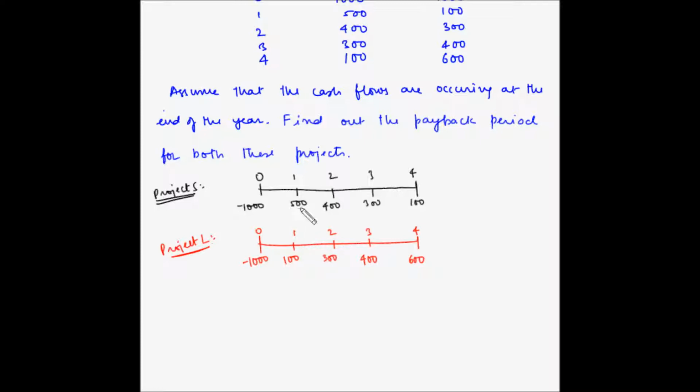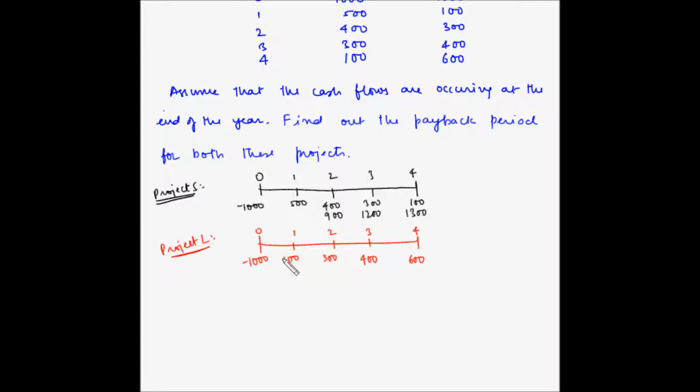Now, as I mentioned, we are only considering the inflow. For the second year, we get 400 rupees, so 500 plus 400 is 900. At the end of third year, we'll have 900 plus 300, which is 1200. And at the end of the fourth year, we'll have 1200 plus 100, which is 1300 rupees.